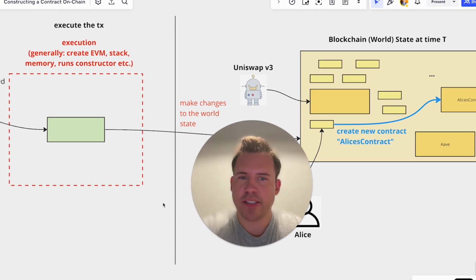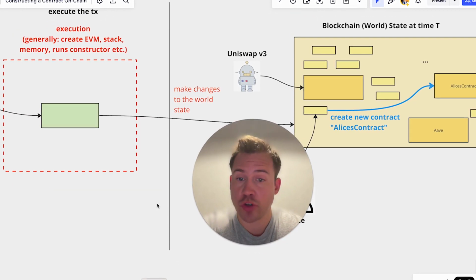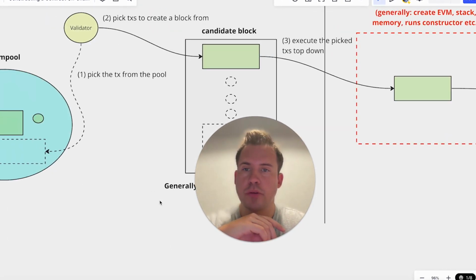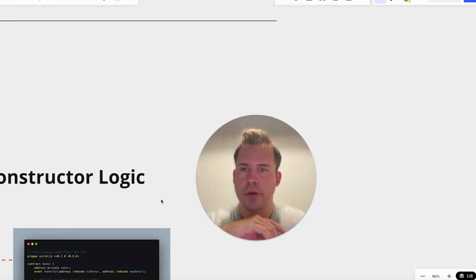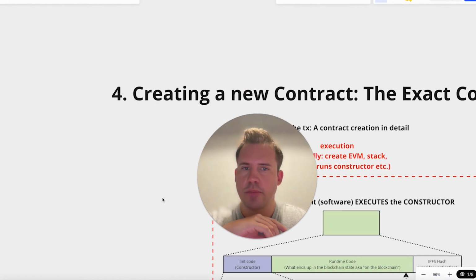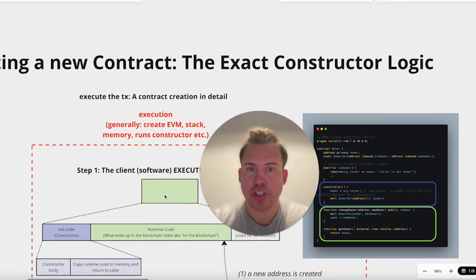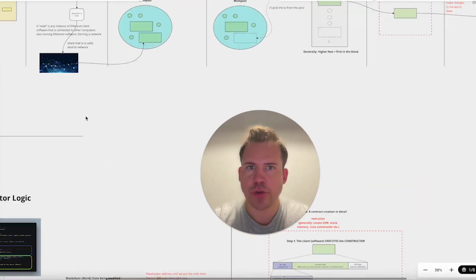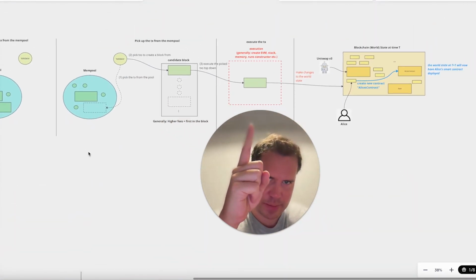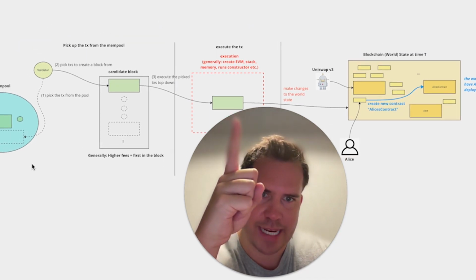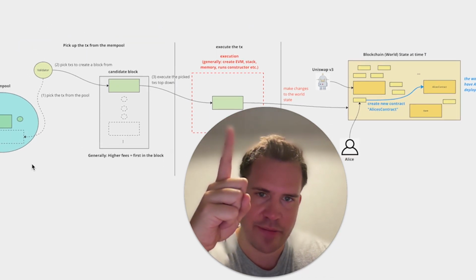Now, this doesn't really tell us much about what happens during the construction in detail. So let's dive in. All right, so I hope you're all with me so far. That's how a contract gets created on chain. But let's get much more specific. So what we're going to do now is zoom in on what exactly happened here, because I skipped some steps, right? I just said, hey, the contract creation transaction lands in the execution environment of the validator.